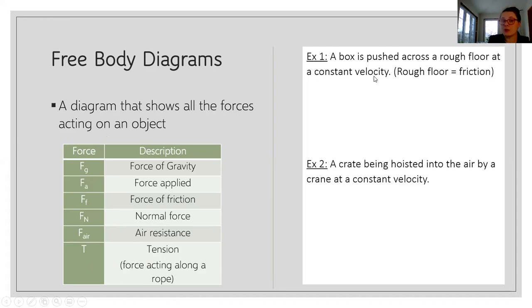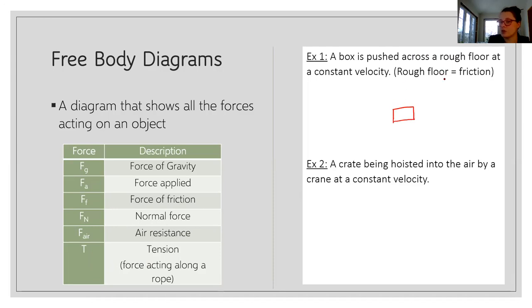So a free body diagram is just a simple diagram that shows all the forces acting on an object, and it's often critical to solving problems. So we'll do a couple examples here. We'll start with the first one. A box is pushed across a rough floor at a constant velocity. So I want to draw the free body diagram for this. So there's my box.